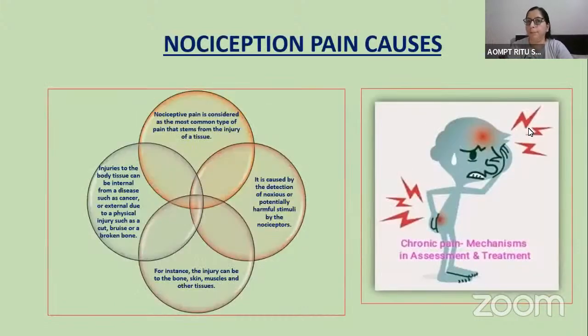Nociceptive pain is considered the most common type of pain, which stems from injury. It is caused by the detection of noxious or potentially harmful stimuli by nociceptors. For instance, the injury can be to bone, skin, muscle, and other tissue. And this injury can be not only external but also internal, because of cancer, malignancy, or a tumor, or external, such as bruises, broken skin, or broken bone. So these are also causes of nociceptive pain.